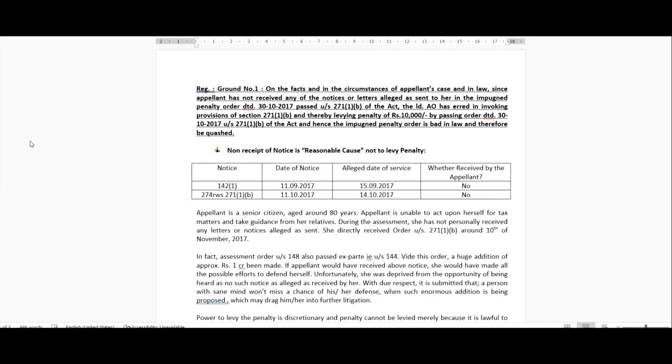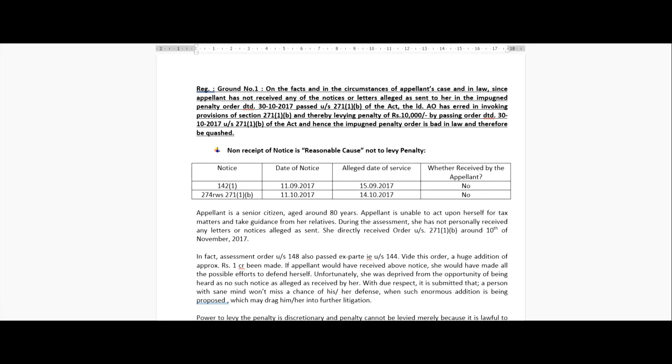So I am going through ground number 1, which is the one and only ground of this appeal. On the facts and circumstances of the appellant's case and in law, since the appellant has not received any of the notices or letters alleged as sent to her in the impugned penalty order dated so and so, passed under section 271(1)(b) of the Act, the learned AO has erred in invoking the provision of section 271(1)(b) and thereby levying a penalty of 10,000 by passing the order dated so and so under section 271(1)(b) of the Act, and hence the impugned penalty order is bad in law and therefore be quashed.